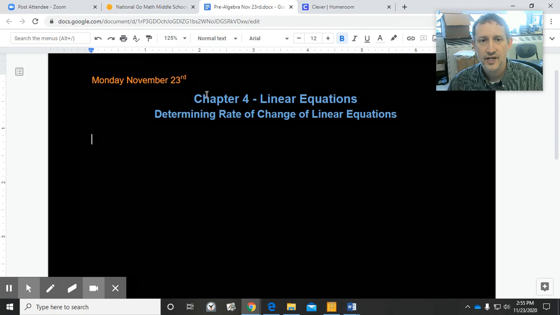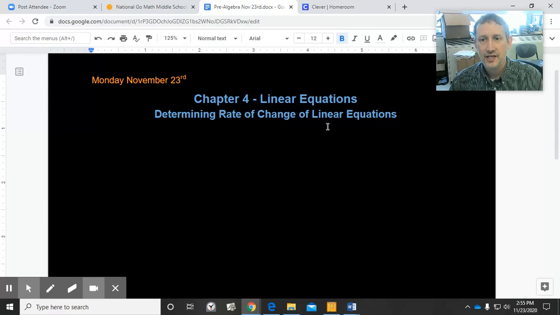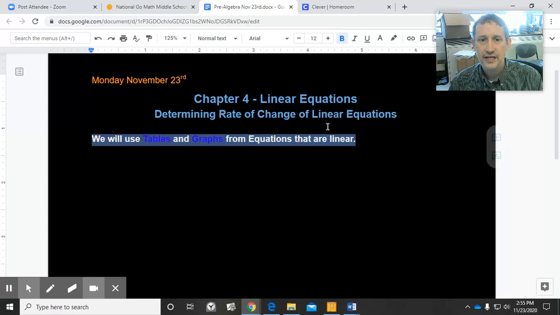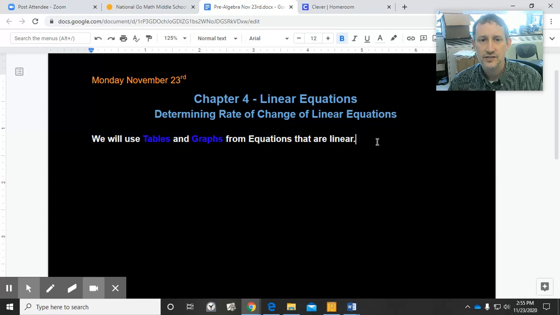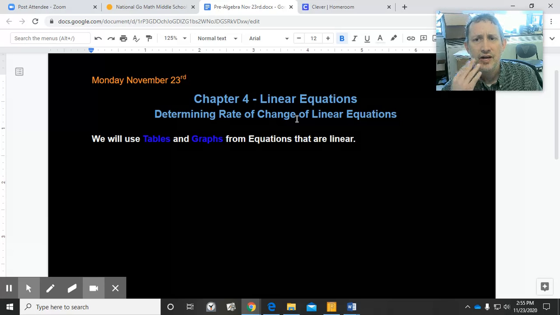We're still in the chapter on linear equations, and today we're going to talk about rate of change. We're going to look at it specifically in linear equations using tables and graphs. This isn't anything you haven't really done; we're just introducing a new vocabulary word, rate of change. Please pay attention to rate of change. Think about what it is similar to and why we have that term.